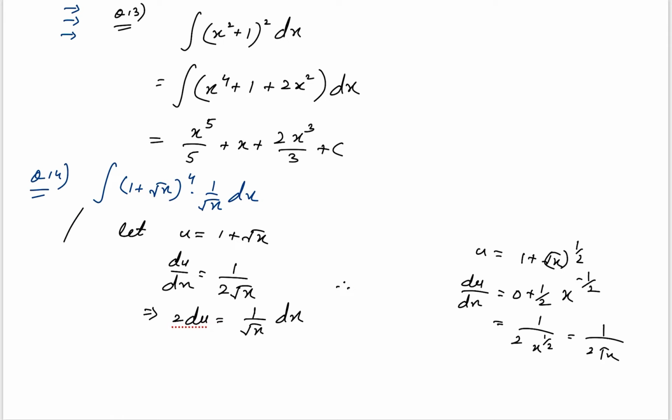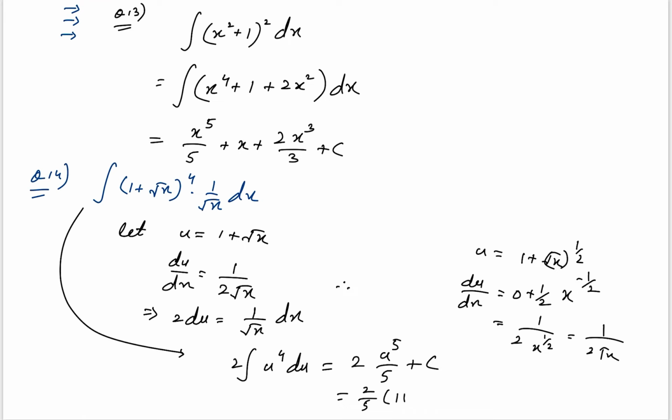So the question will become the integral of u to the power 4 and 2 du. So we will keep 2 outside. Its integration will be u to the power 5 over 5 plus c, and at last replace u. So u is actually 1 plus under root x, whole to the power 5, plus c. So this is actually the integration by substitution method, right?